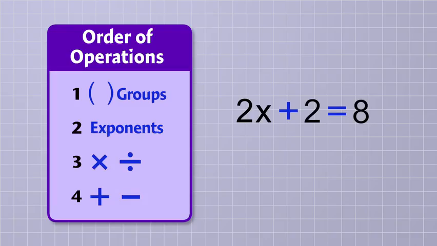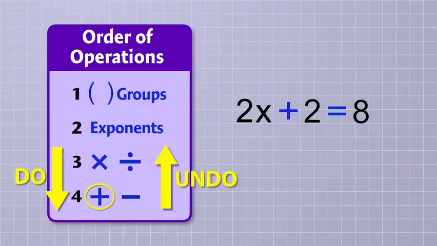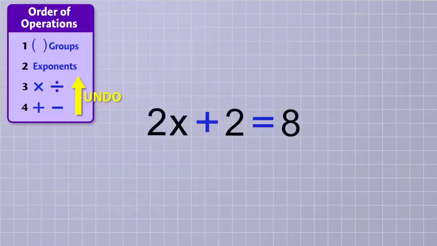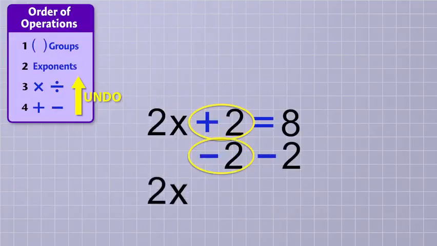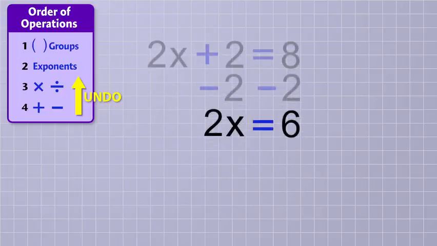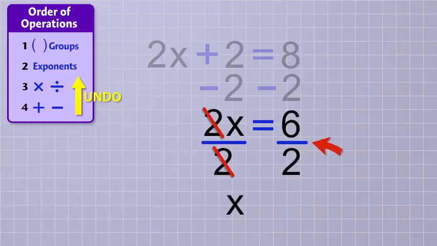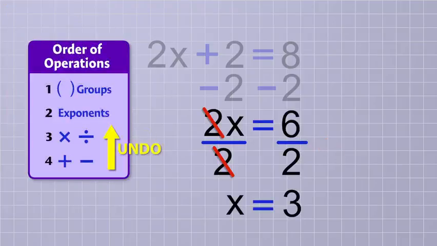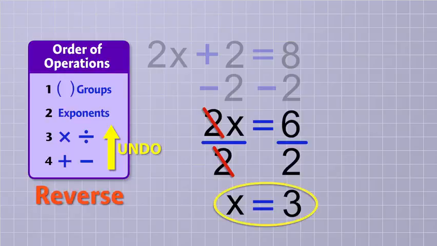Since the order of operations rules tell us to do multiplication before we do addition, we should undo addition before we undo multiplication. So first, we undo the addition by subtracting 2 from both sides of the equation. On the first side, the plus 2 and the minus 2 cancel each other out, leaving just 2x on that side. And on the other side, we have 8 minus 2, which is 6. Next, we can undo the multiplication by dividing both sides of the equation by 2. On the first side, the 2's cancel, leaving x all by itself. And on the other side, we have 6 divided by 2, which is just 3. There, we've solved the equation using the order of operations rules in reverse. And now we know that x equals 3.